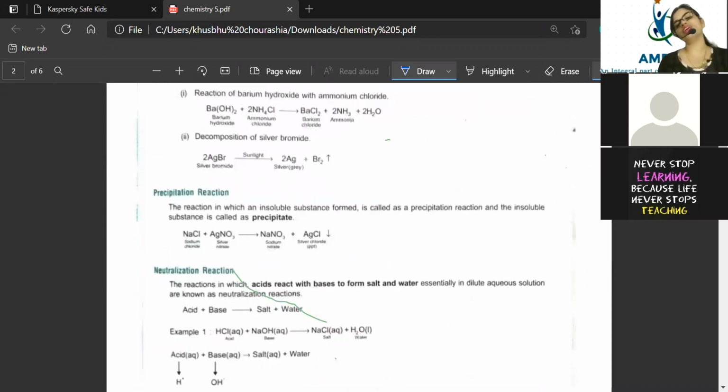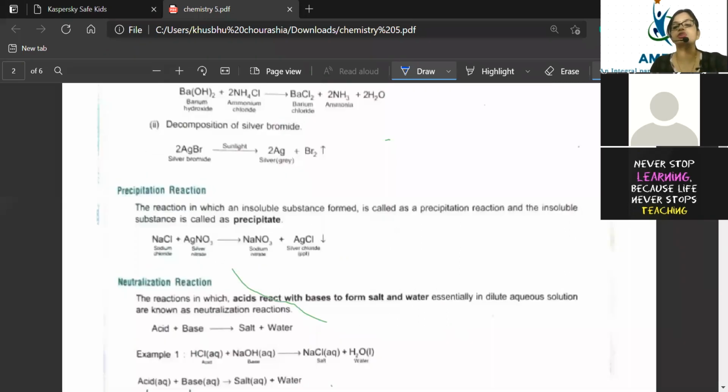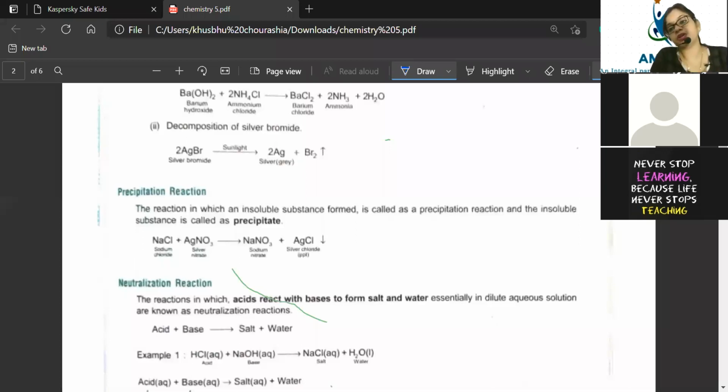Precipitation reaction also, yesterday I discussed, I told you that PPT formation is a very important question, and you must remember at least 3 PPT formations. What are they? White, black and yellow. So these 3 important PPT formations are very important for you. So you must remember these 3 PPT formations.